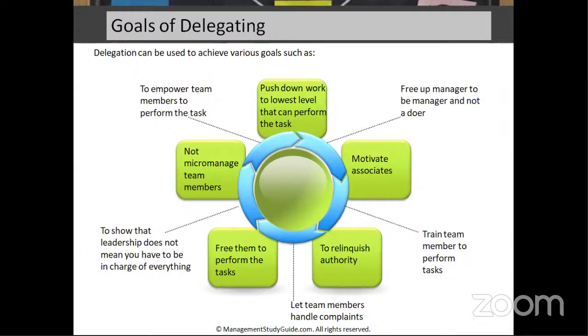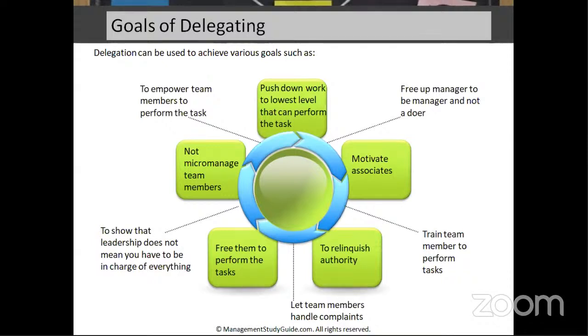Goals of delegating. Delegation can be used to achieve various goals, such as to empower team members to perform the task, to free up the manager to be a manager and not a doer, to train team members to perform tasks, to let team members handle complaints, and to show that leadership does not mean you have to be in charge of everything. Then push down work to the lowest level that can perform the task. So by delegating, it helps us to push down the work to the lowest level that will perform the task, and then helps us to motivate associates, relinquish authority in the most appropriate way, free them to perform the tasks, like free managers, and then help the subordinates to perform the task.